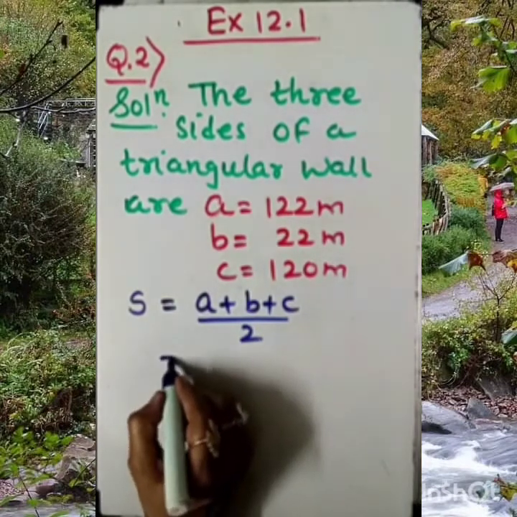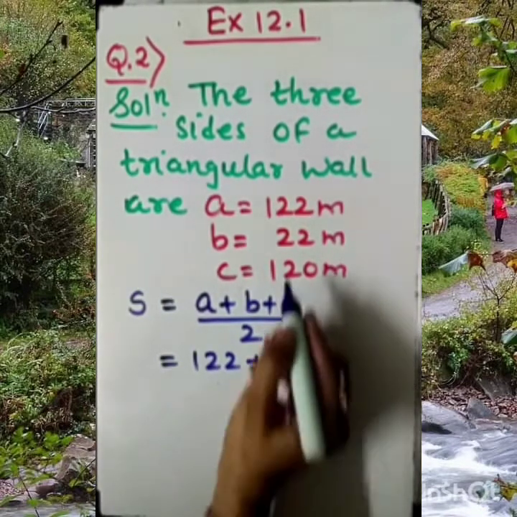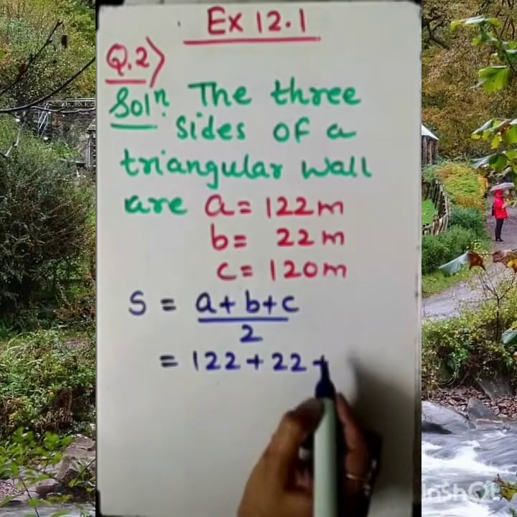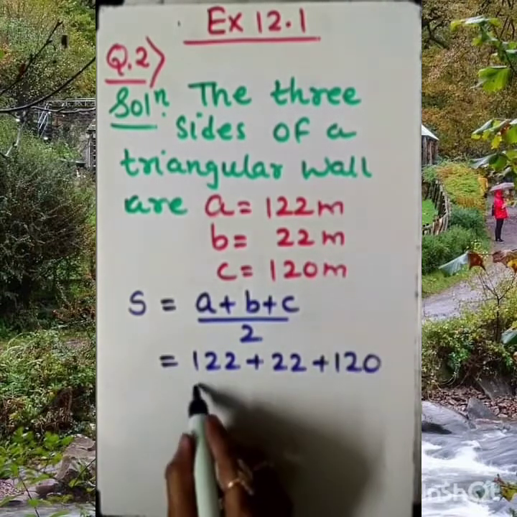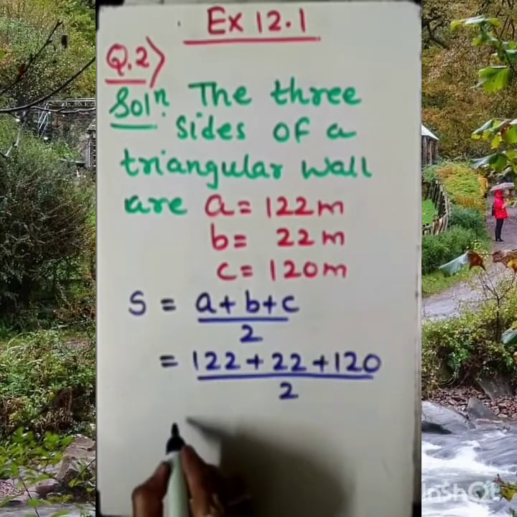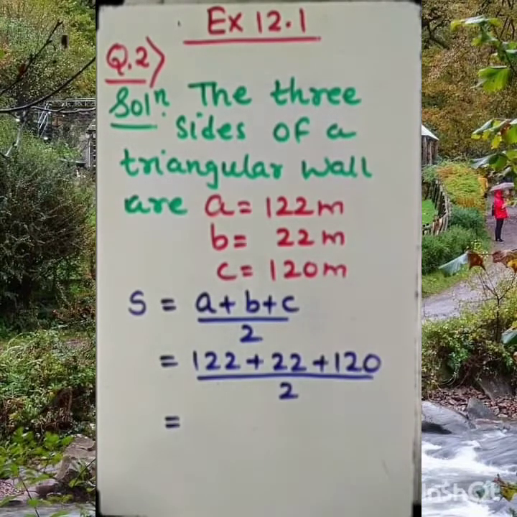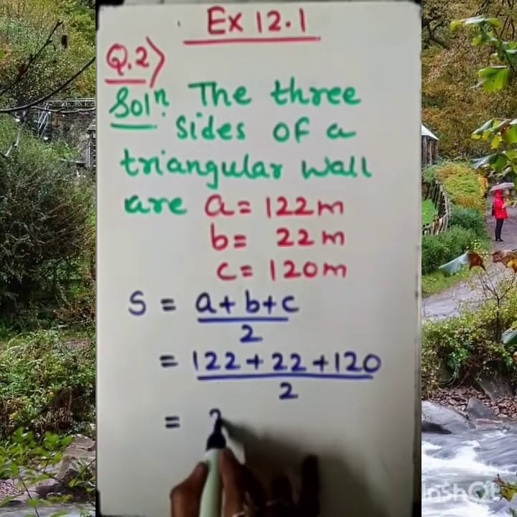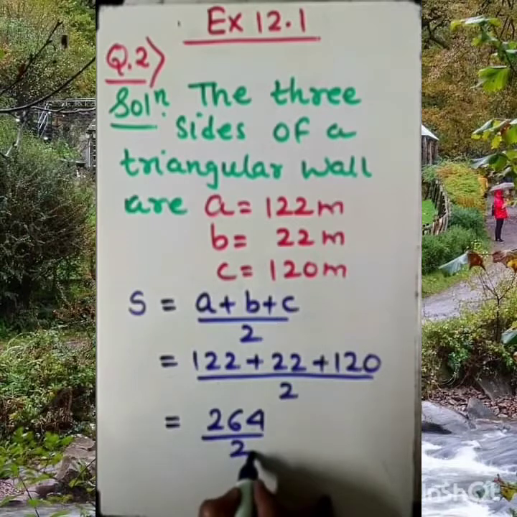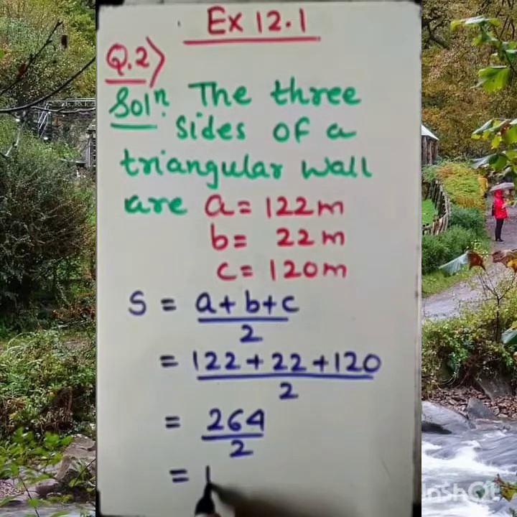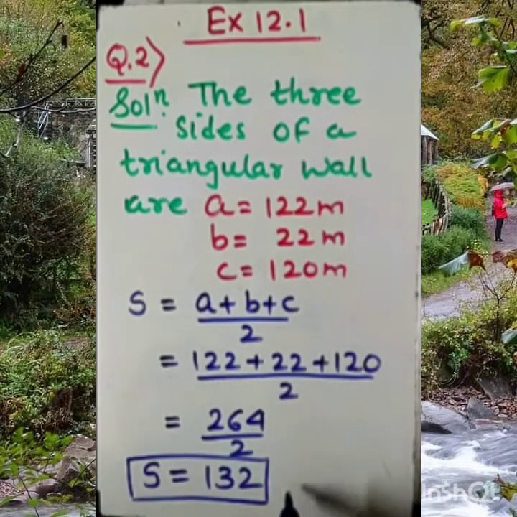Now, a means 122, b means 22, and the value of c is 120. Please do the sum of all these three. The sum is 264. Divide by 2. Half of 264 is 132. So dear student, the value of s, the semi-perimeter, is 132 meters. This is our first result.